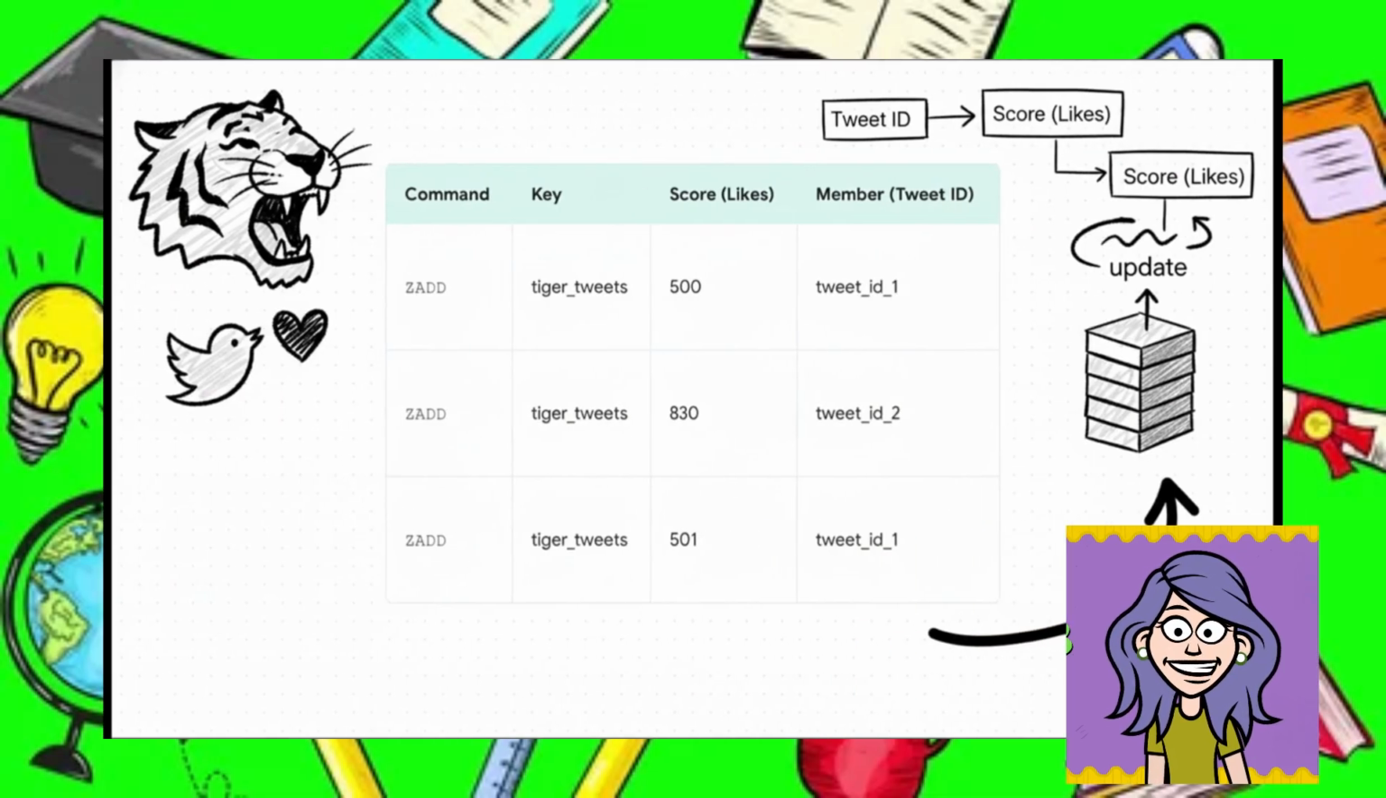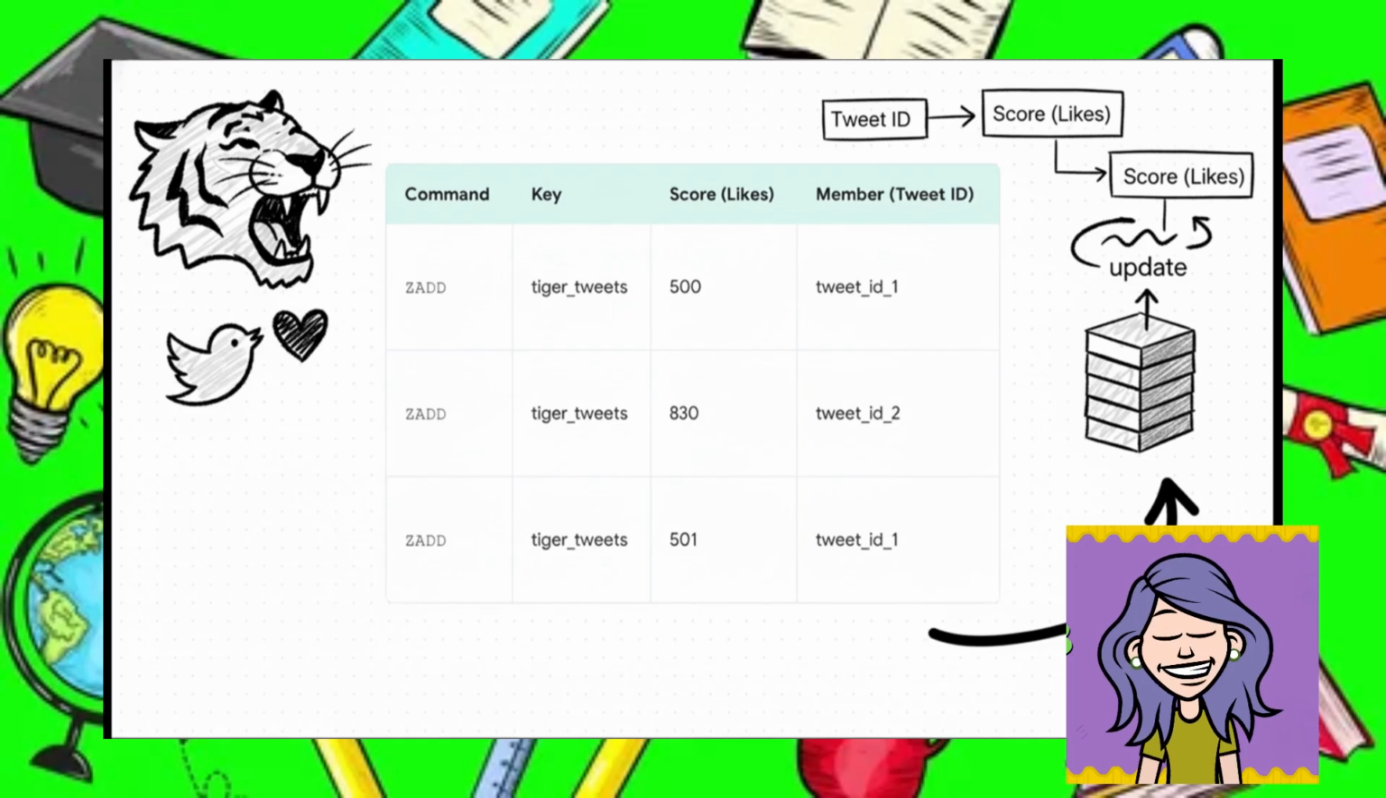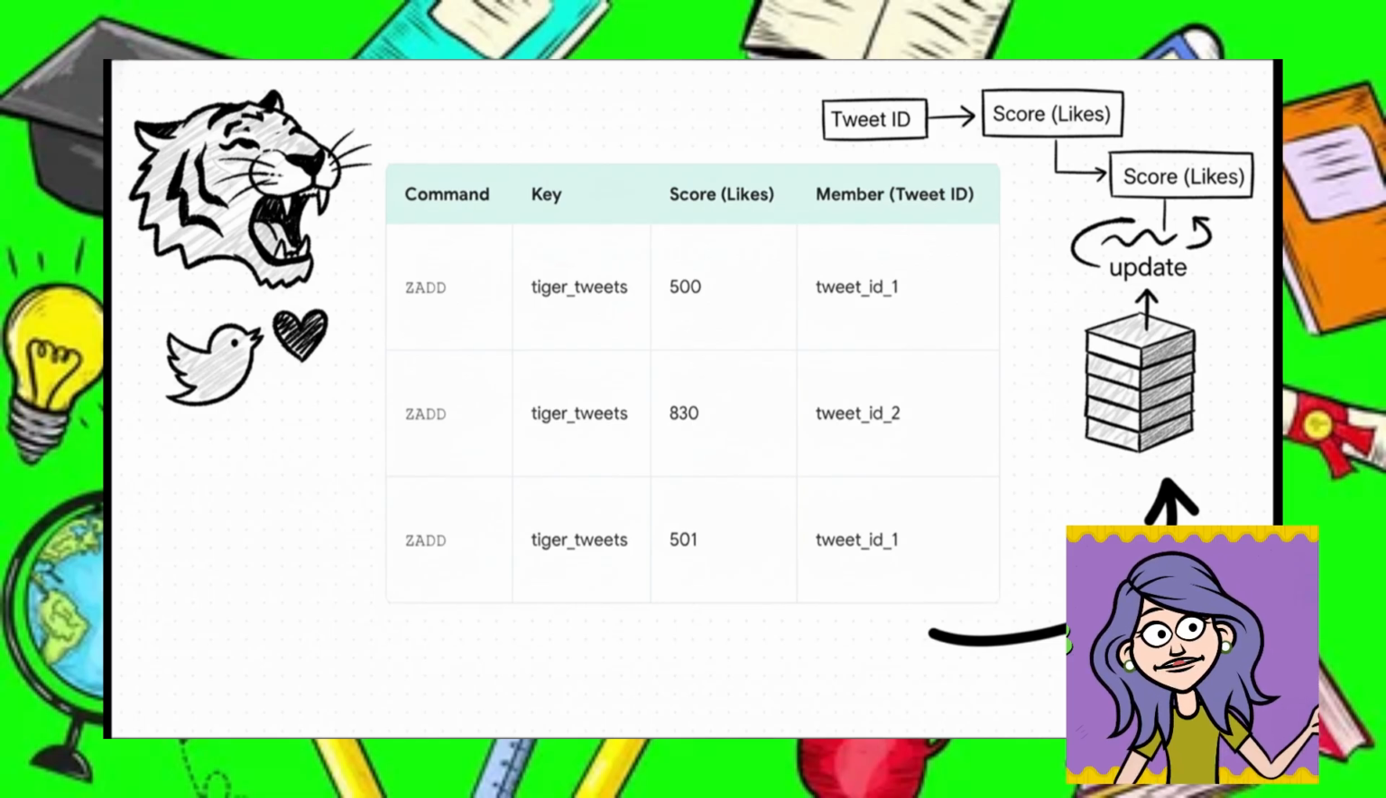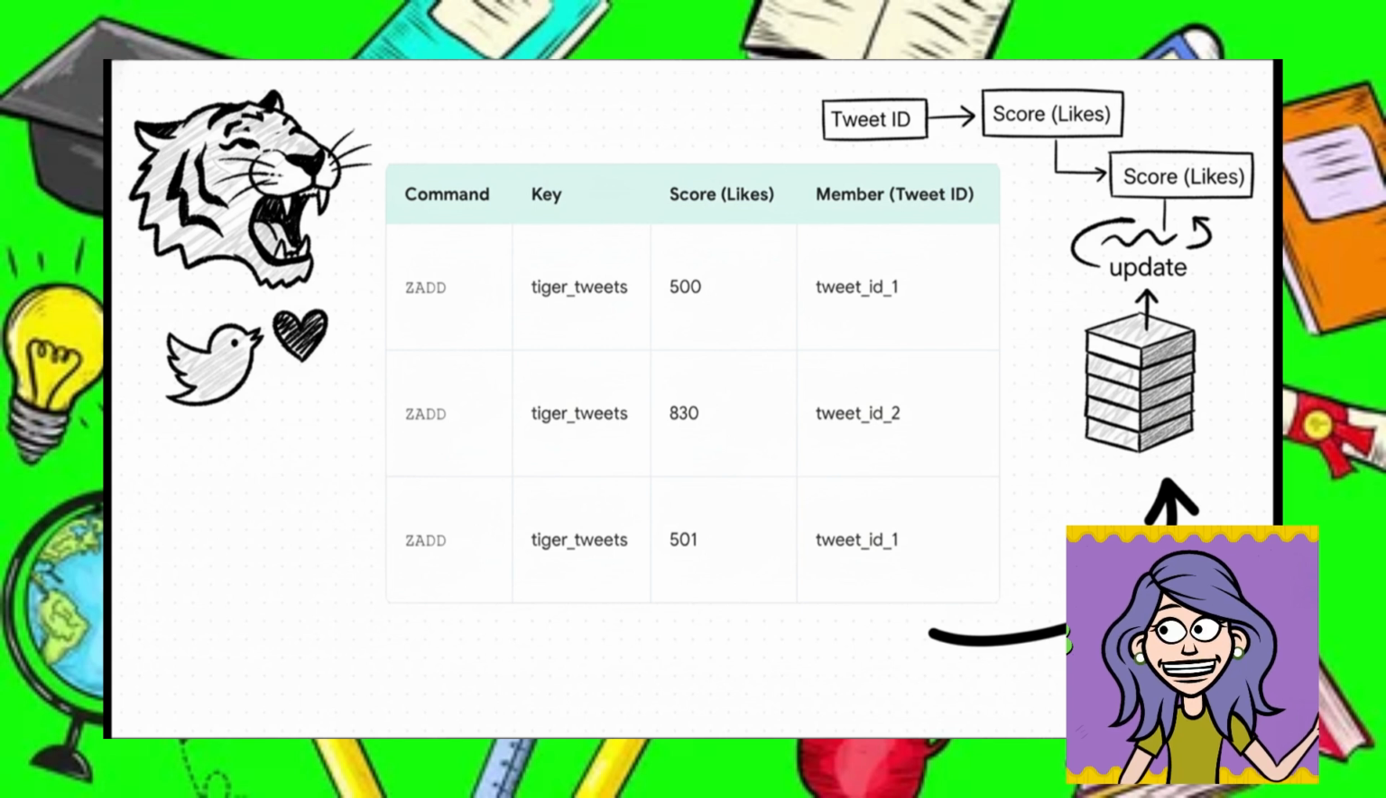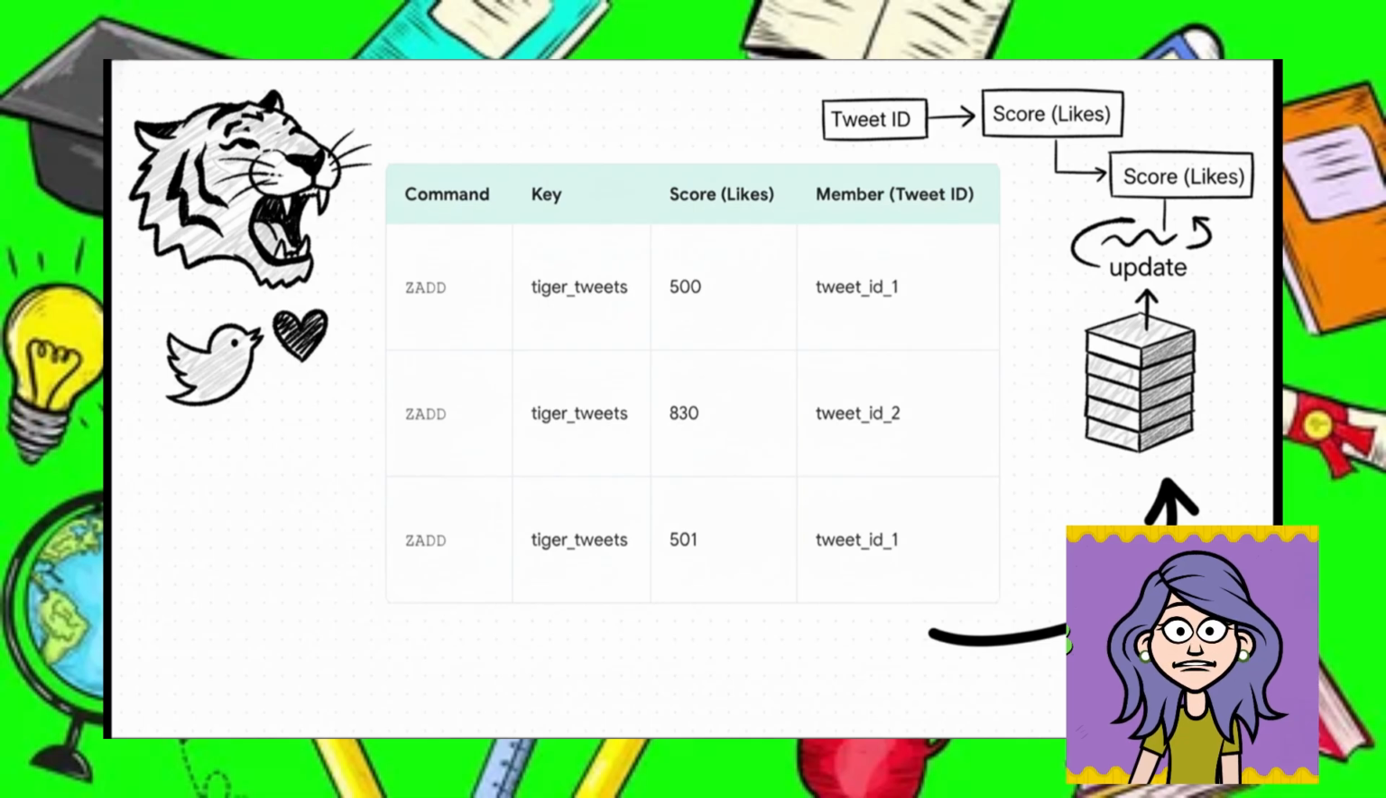Now let's talk about sorted sets. These are perfect for things like real-time leaderboards. Imagine you want a list of the most liked tweets about tigers. The tweet's ID would be the member, and the number of likes is the score. With one simple command, zadd, you can add a new tweet to the leaderboard or update the score of one that's already there. And check this out. Updating tweet_ID_1 from 500 to 501 likes uses the exact same command. It just overwrites the score.